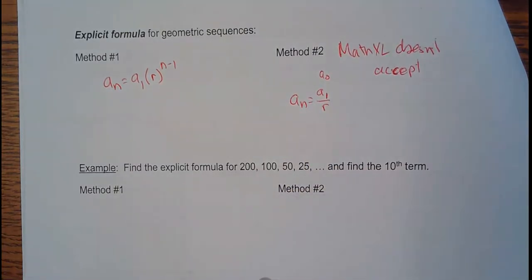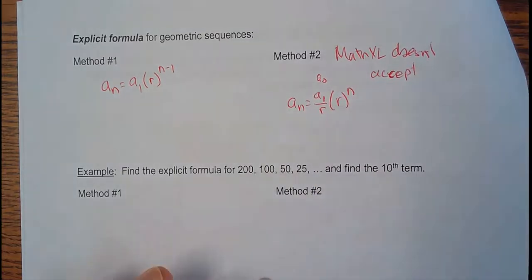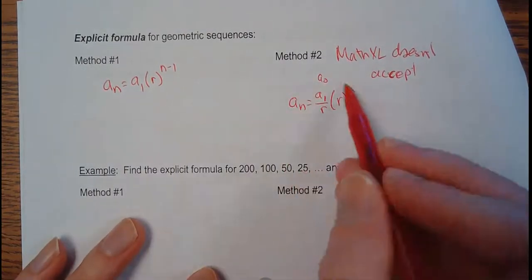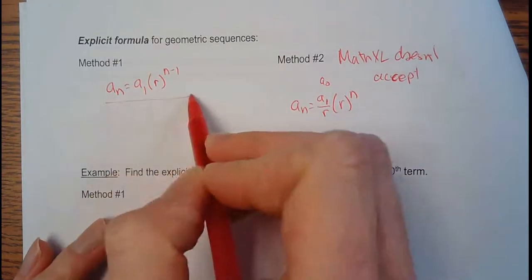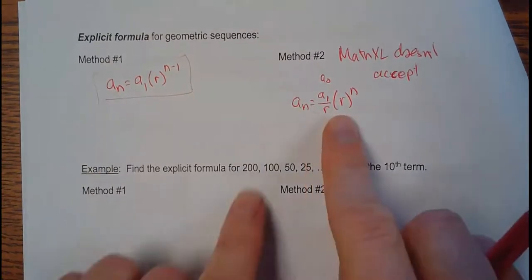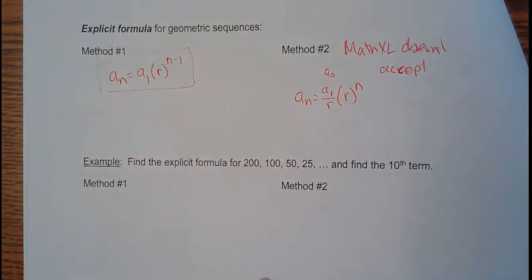Instead of multiplying by r to move forward in the sequence, you have to move back, so you have to divide by r, and then r to the n power. But again, MathXL is not going to take that as an answer. It's looking for this guy right here. So this is probably the one you want to stick with. This makes it more of an exponential function, but this is the one that MathXL will accept. And if you have any other testing software, it's going to take this one.